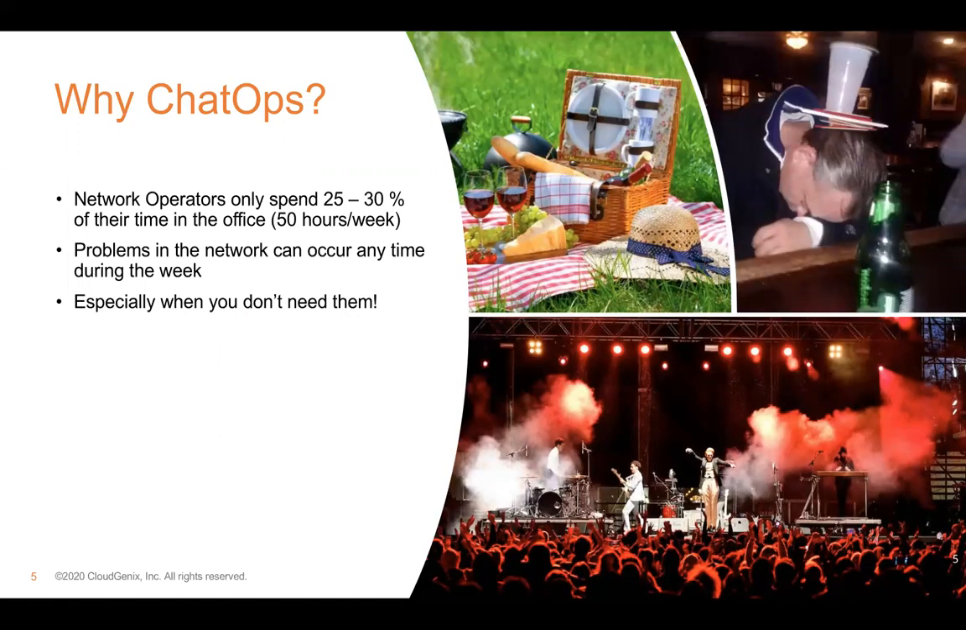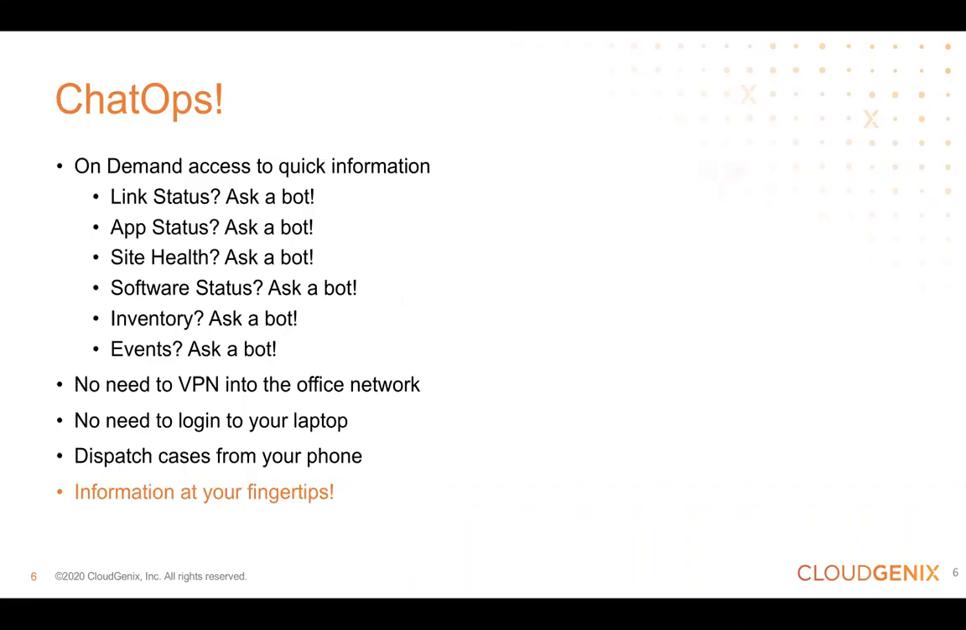On-demand access to quick information. All you need to do is ask the bot, right? What is the status of my CloudGenix network? How is my link performing? What is the application on a particular site? How is that performing? How's the overall health of my application? If you have an upgrade planned for the weekend, you don't have to sit at home. You can step out for a meal and, on your phone, check what the software status is. What is the status of that upgrade? What are the events in the past hour or the past day? The sky is the limit on what you can achieve with ChatOps.